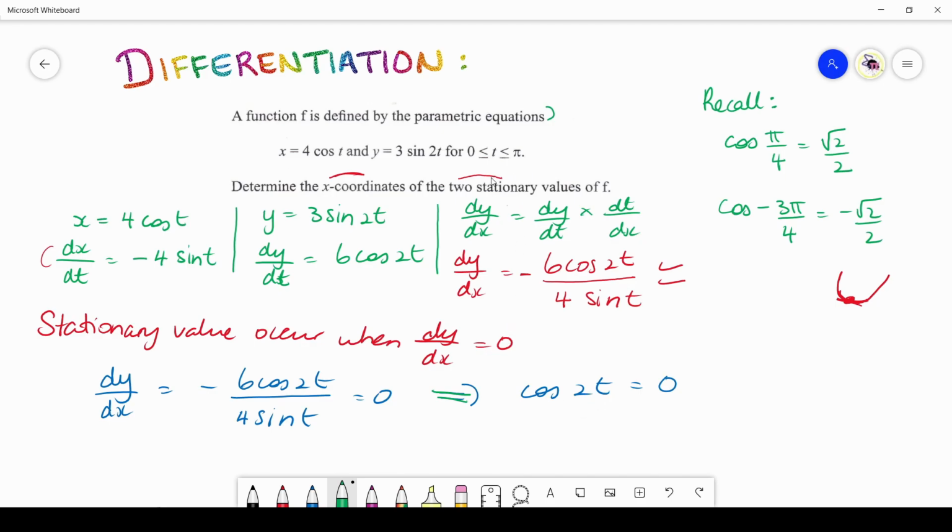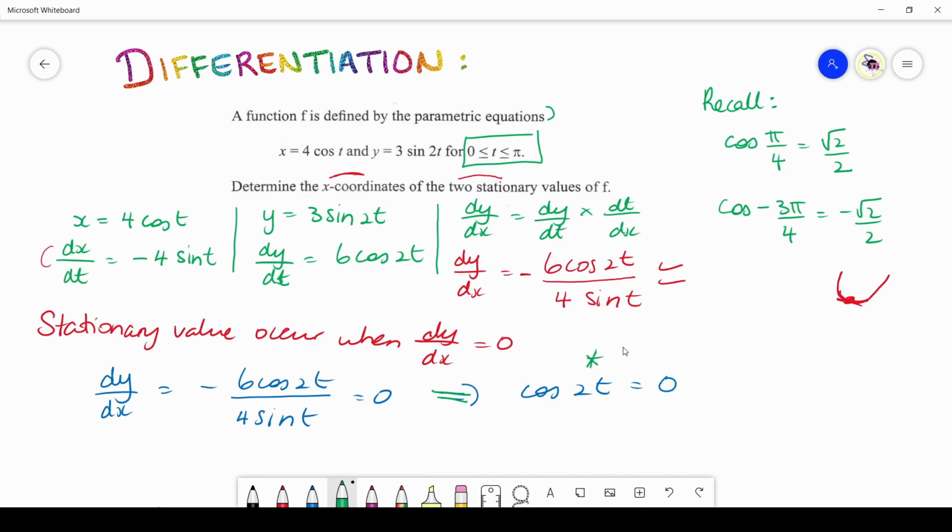Now, what conditions have they given us? Well, they gave us that t lies between 0 and pi. But over here, you'll notice that we have a double angle, 2t. So what's going to happen first up is we're going to have two values. And that's true because they're asking us for the x-coordinates of the two stationary values of f.